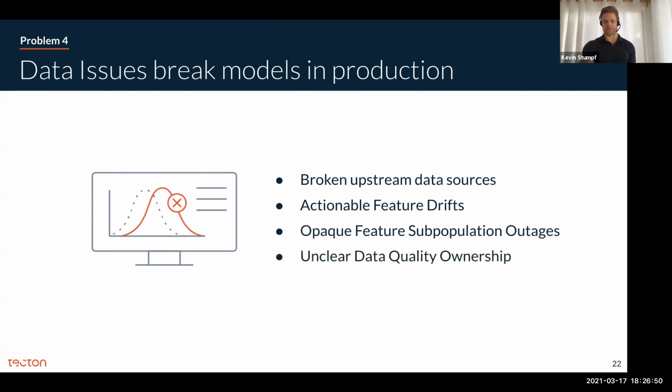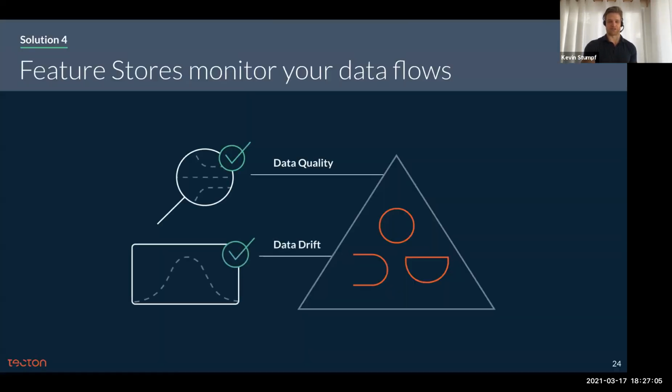And then finally, if there is an issue with the data, it's oftentimes not clear who's responsible for it, who should go there, who should fix the data pipeline. And as a result of that, again, it takes much longer for issues to be resolved than it needs to be. And with a feature store, it helps you identify these issues to begin with. It helps you identify, hey, when should you retrain your model? When is there likely an issue with the quality of your data?